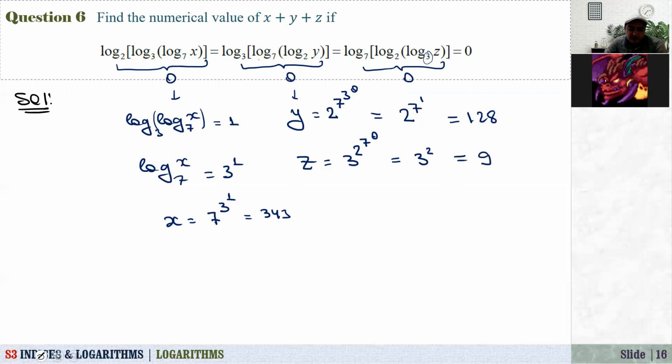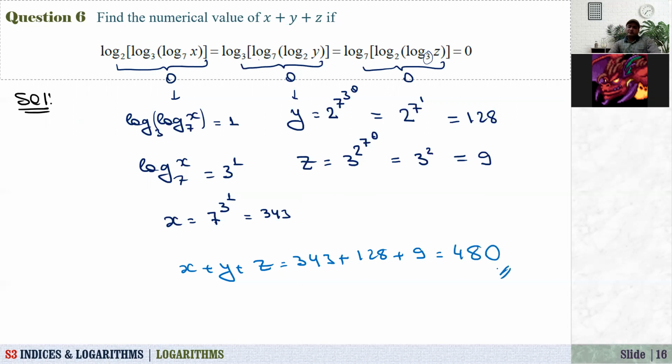What is the question? We need to find x plus y plus z. So x is equal to 343, and y is equal to 128, and z is equal to 9. 343 plus 128 plus 9, that's equal to, actually, what is it? 343 plus 9 is 352. 352 plus 128, that's equal to 480. So x plus y plus z is equal to 480.